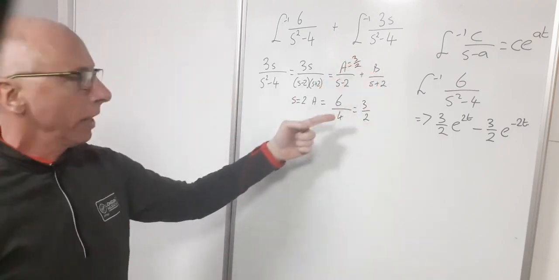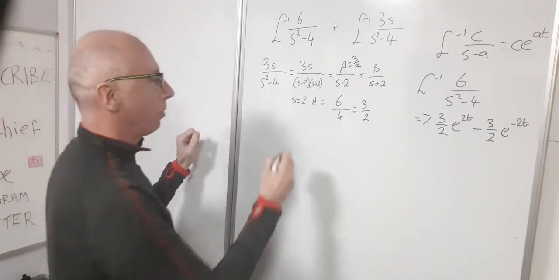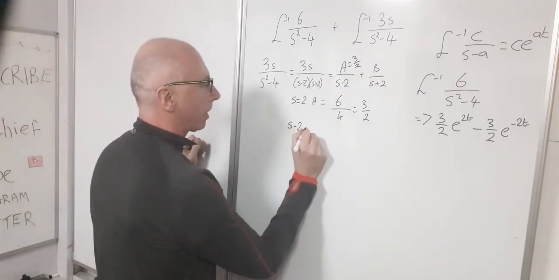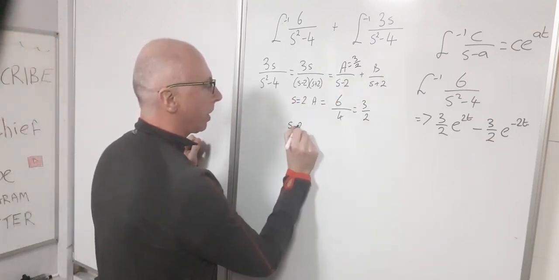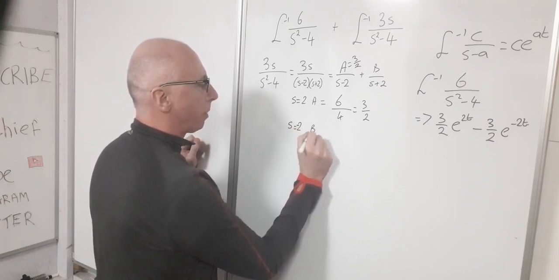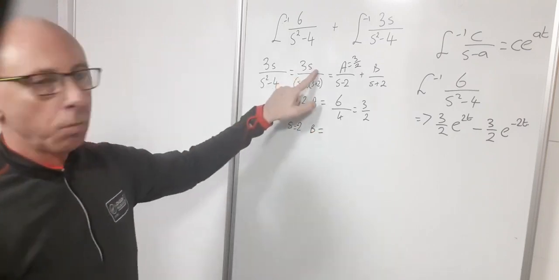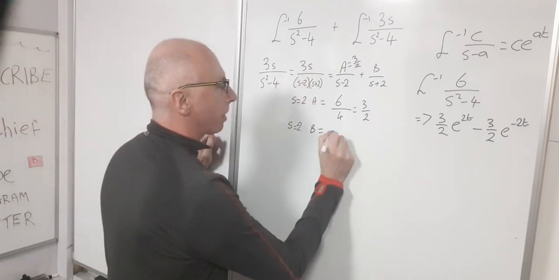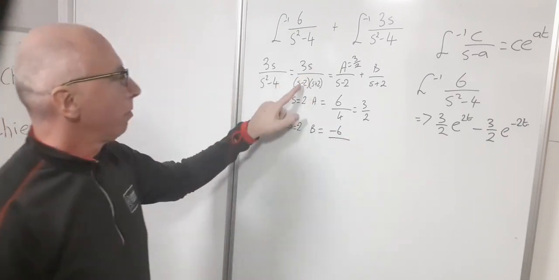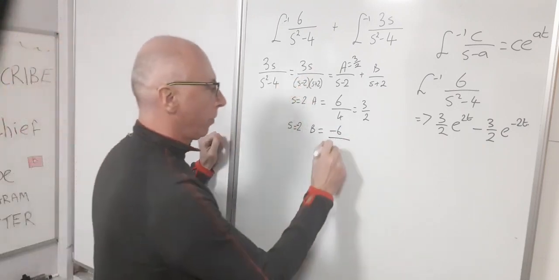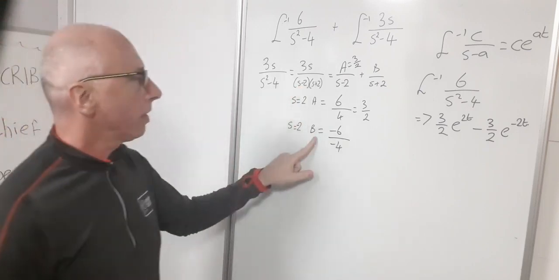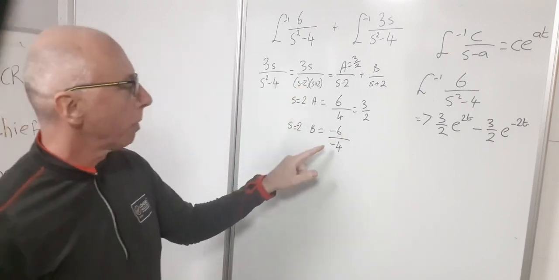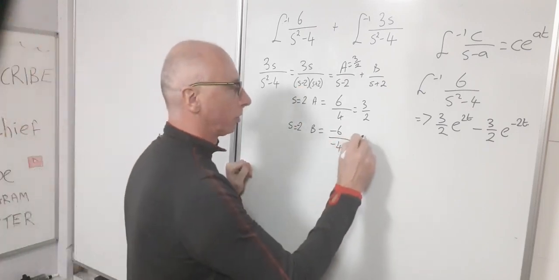And now for my B, I want my s to be minus 2, very similar to the last example. s equals minus 2. So therefore my B equals, well, minus 2 into this, I'm going to get minus 6. Minus 2 is minus 4. So this time B is also going to be positive 3 over 2.